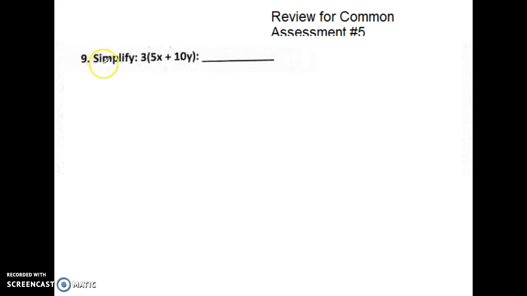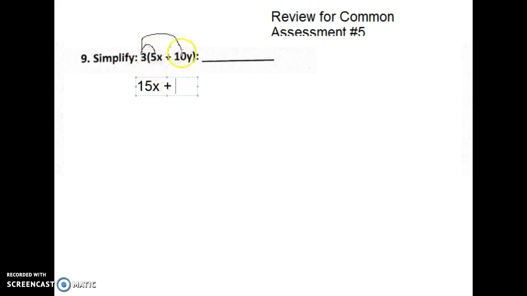All right, number 9, it says simplify. So all we're actually doing to simplify this, to make it the smallest we can make it, is distributing again. So we have 3 times 5x, and then we're going to also distribute times 10y. I'm doing it right now so you guys don't forget to do it. So first, 3 times 5x, what's that going to equal? 3 times 5 is 15, and just attach your x. I have my plus sign, right? Let's bring my plus sign straight down.